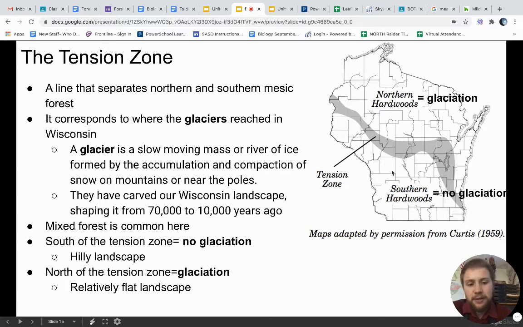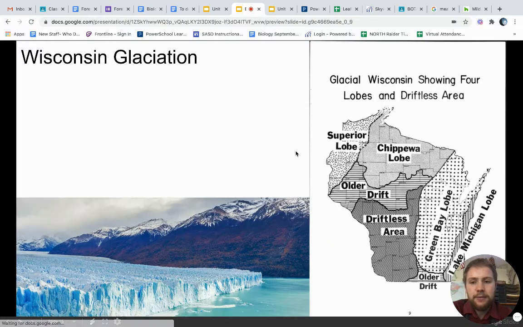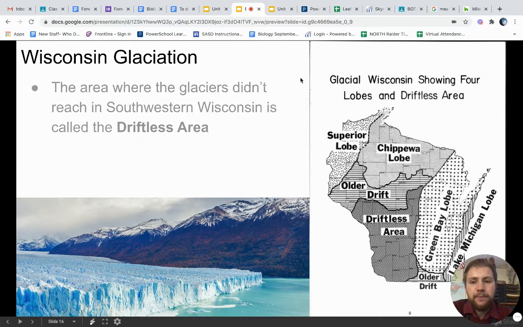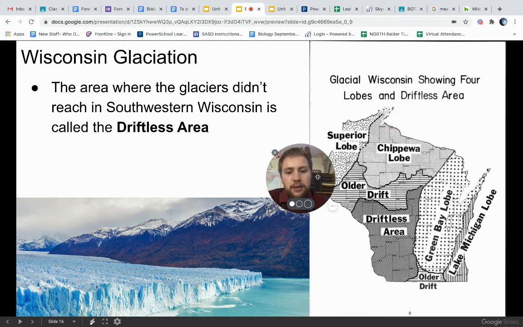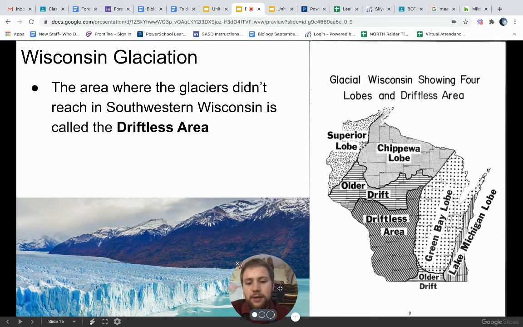That's what we call the driftless area, where the glaciers didn't reach. So a lot of caves, and a lot more bat habitat down here, a lot more bats down here than there would be up here, which is better habitat for them in caves. So if we continue to talk about Wisconsin glaciation, the area, as I talked about and is shown on this map, where the glaciers did not reach, is called the driftless area. Let me move myself over onto this glacier. And that is southwestern Wisconsin.